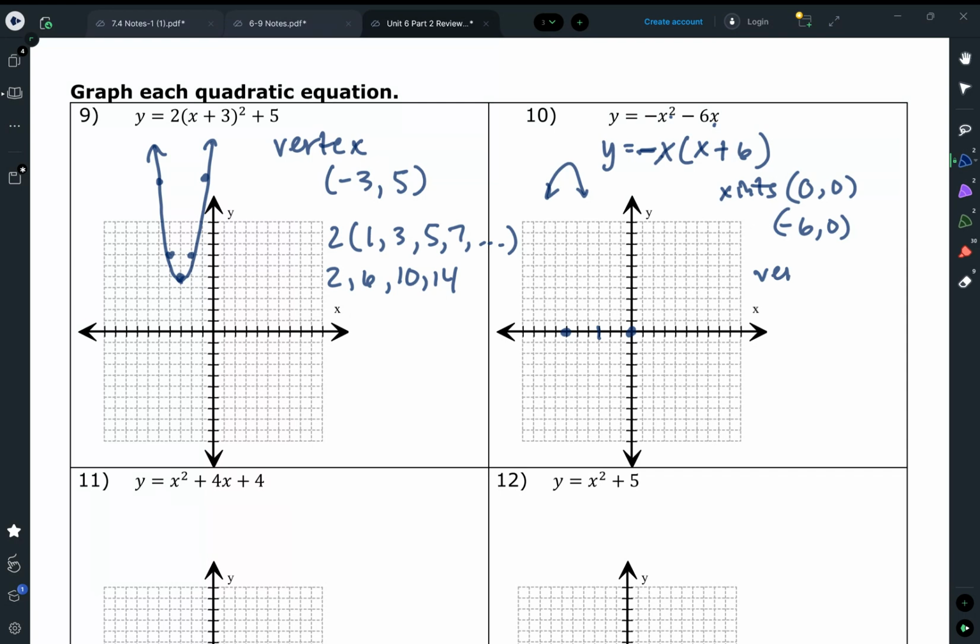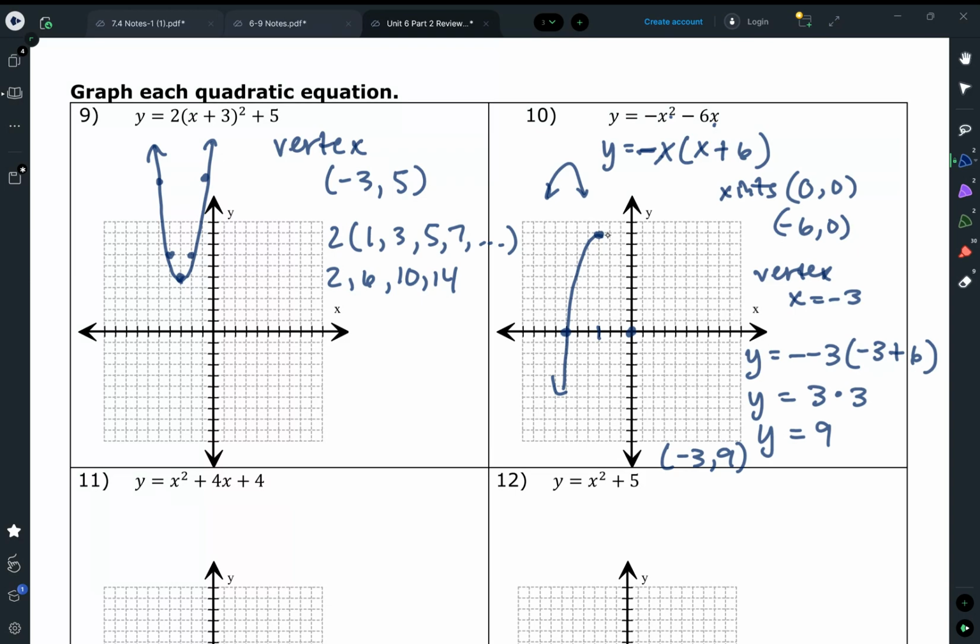So my vertex is going to give me x equals negative 3, but I have to find my y. So y equals negative of negative 3 times negative 3 plus 6. So this means 3 times 3, which is 9. So my vertex is going to be at negative 3, 9. And the reason it's at the top of the page is that I've got an upside down parabola, so it makes sense. On the factored form ones, sometimes you can see your 1, 3, 5, 7 pattern, and sometimes you've got weird decimals and you can't. But I could definitely go in and I could add my pattern on this one.